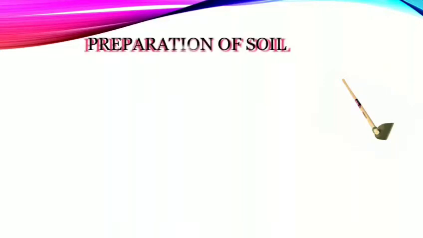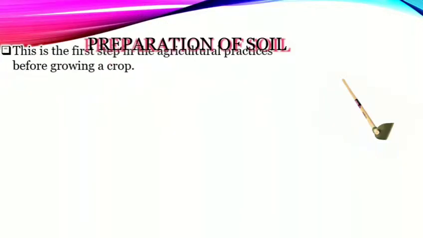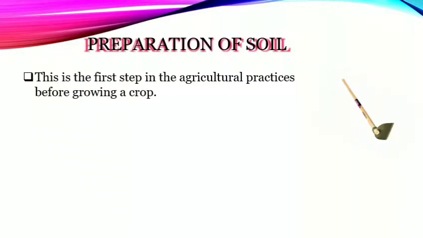We all know that the first step in the agricultural practices is the preparation of soil. The top layer of the soil supports plant growth. Thus, turning and loosening of topsoil is very important for cultivation of crops. Preparation of soil is the first step in the agricultural practice before growing a crop.